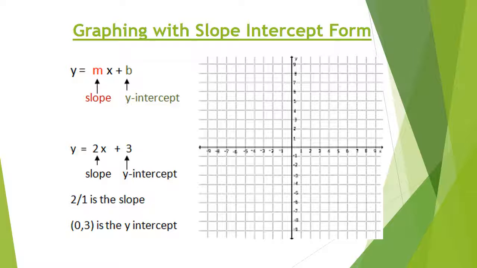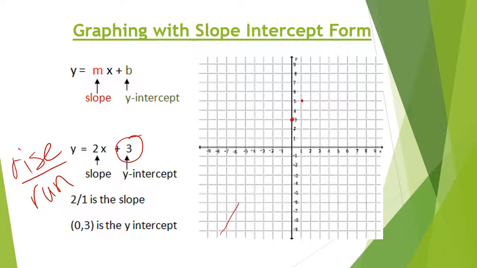When graphing this, you always start with the y-intercept. Always. In this case, it's 3, so put a dot at 3. My slope is 2. Remember, slope is rise over run. So it's telling you how you move to get to the next point. So in this case, I go up 2 over 1, put a dot. All right, and then I just connect it with a big line, and I'm done.